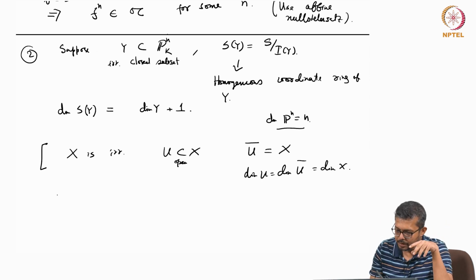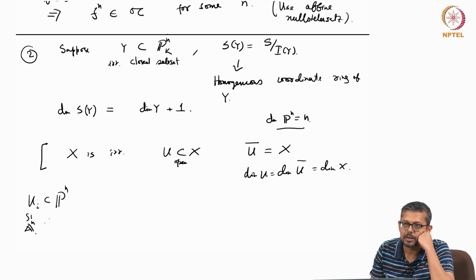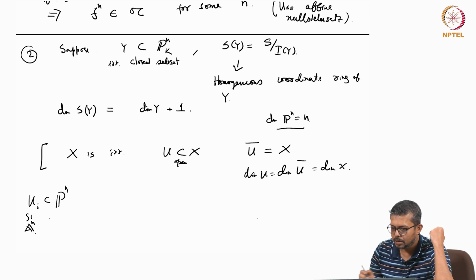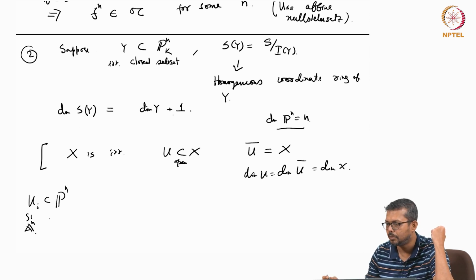So now you see that in Pn, you have these U_i's, which are isomorphic to An. These are open subsets, and Pn is irreducible. The dimension of U_i is n, since the dimension of An is n. So that says the dimension of Pn is n. But for a general variety, you see that the dimension of S_Y is the dimension of Y plus 1.